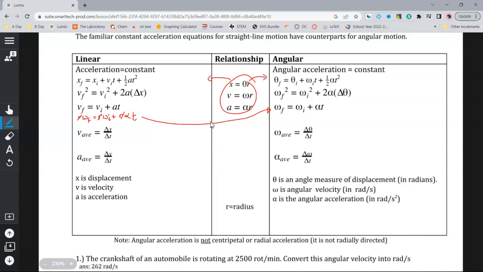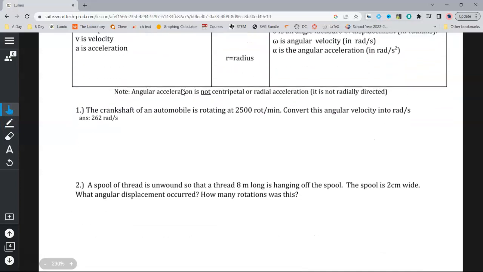So these are kind of the bridge that converts from linear to angular. And so what I often say is what you would do for linear motion in a given situation is exactly what you would do 90+% of the time for angular behaviors. So let's try a few problems and see if this makes more sense.